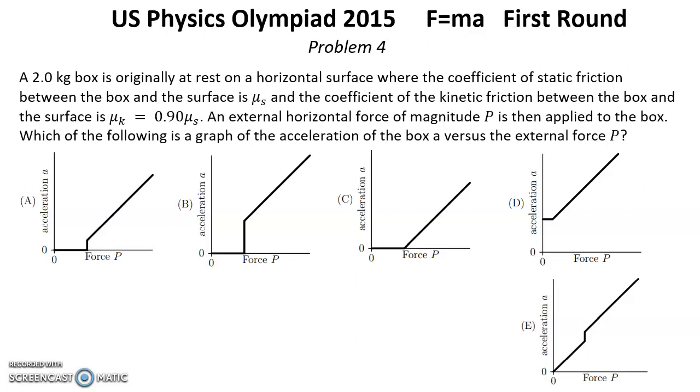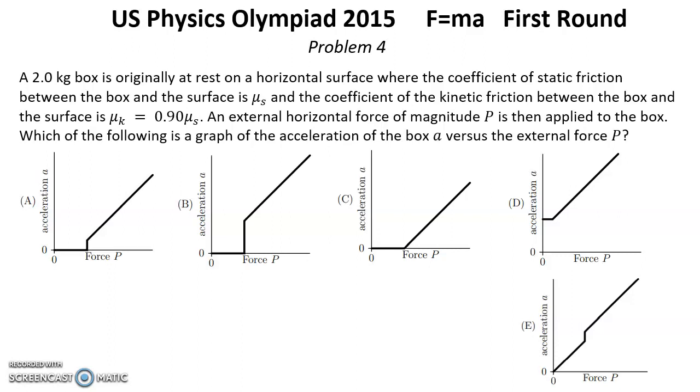Problem number 4. A 2 kg box is originally at rest on a horizontal surface where the coefficient of static friction between the box and the surface is μs, and the coefficient of kinetic friction between the box and the surface is μk, equal 0.90 μs. An external horizontal force of magnitude P is then applied to the box. Which of the following is a graph of the acceleration of the box a versus the external force P?